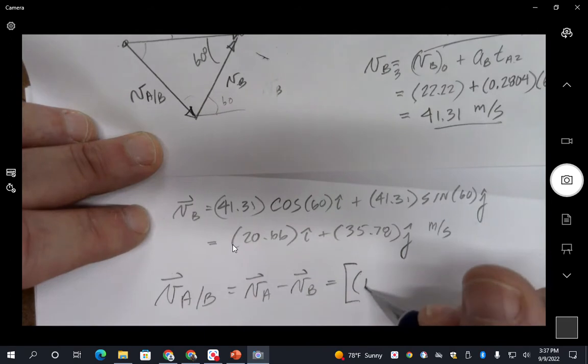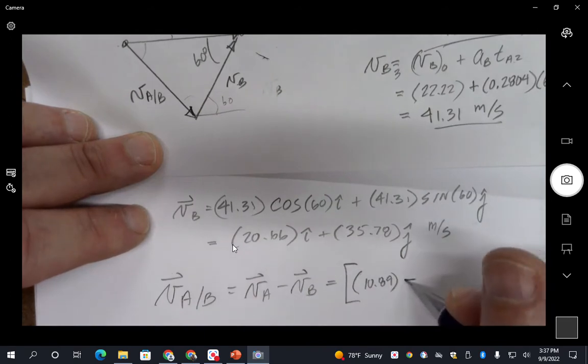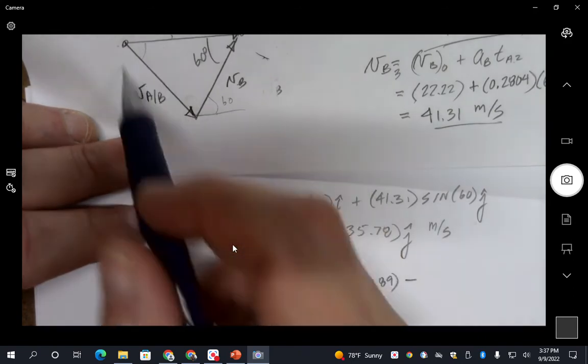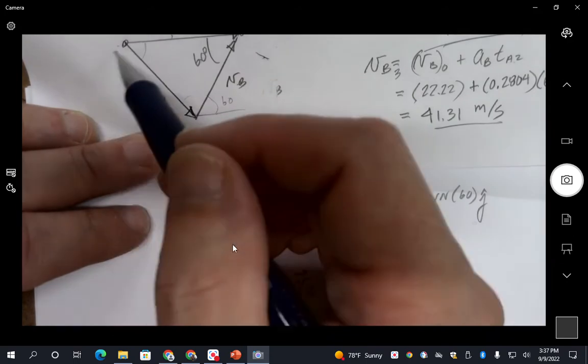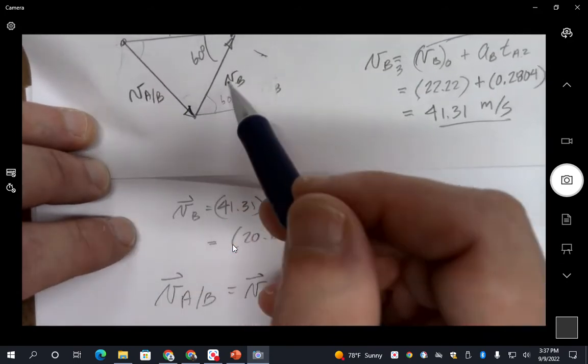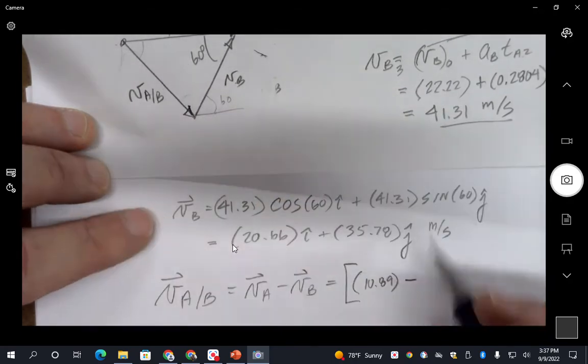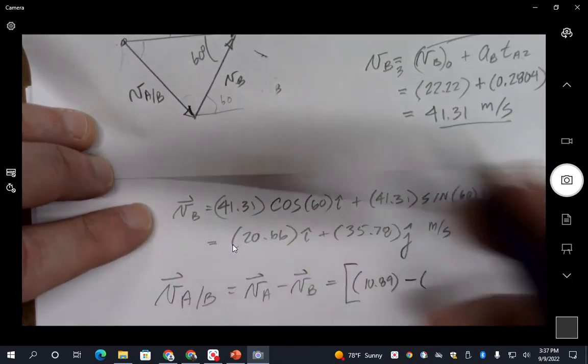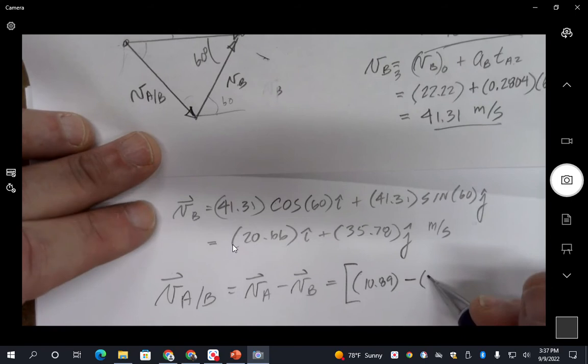A is gonna be the 10.89, and you're gonna have a minus. Okay, so the way I drew this right here was not proportional. It's probably gonna be way over to this part right here, because VB is so much larger than VA. But that's okay. That information is useful to us.